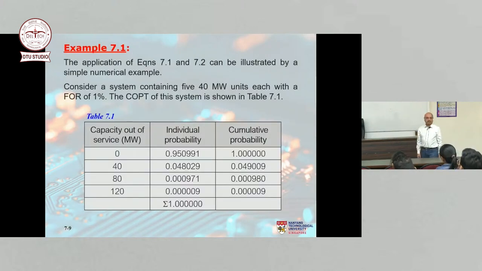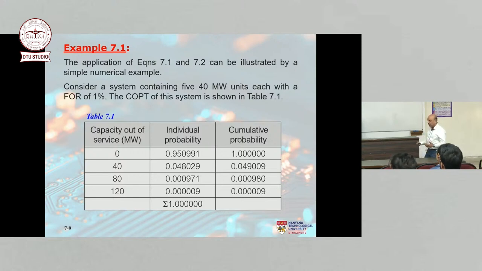So let's look at an example. Nothing better to understand than by use of an example. The application of equations 7.1 and 7.2 can be illustrated using this example. Five 40 megawatt units, each with a forced outage rate of 1%. So you can use the binomial distribution to calculate the capacity outage probability table, right? That's what I have done. Further, I have stopped here. Why did I stop here? Because actually this should go up to what? 40 times 5 is 200. Actually it should go next 160, then 200, right? And the probabilities will be very, very small.